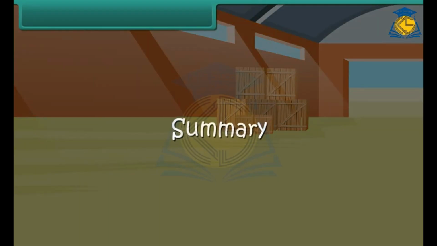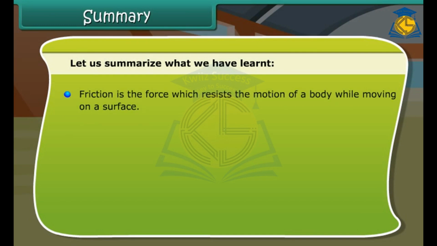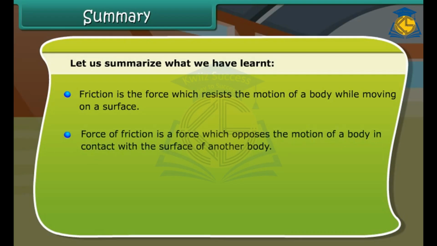Summary. Let us summarize what we have learned. Friction is the force which resists the motion of a body while moving on a surface. Force of friction is a force which opposes the motion of a body in contact with the surface of another body.